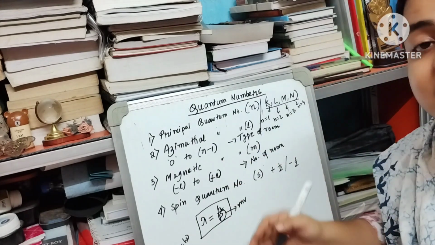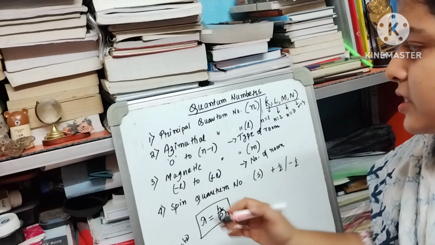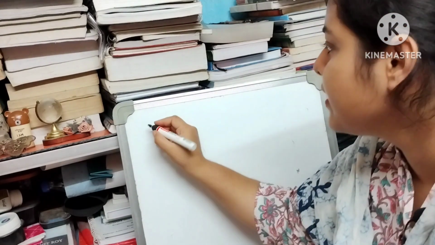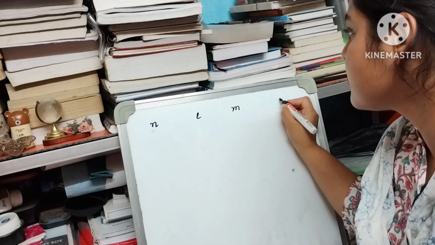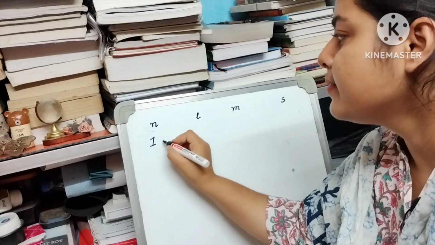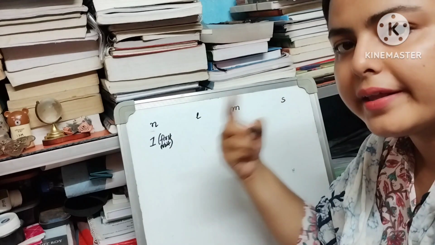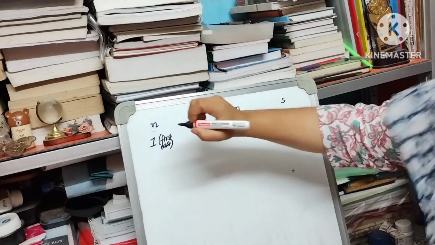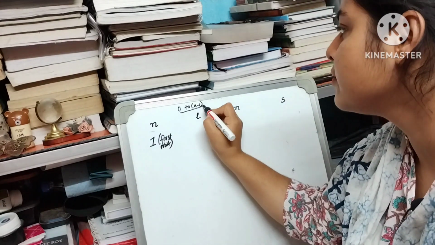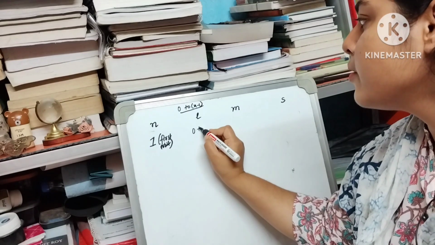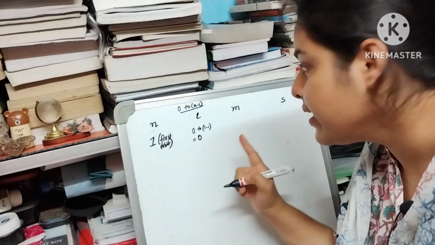And the spin quantum number, just remember that. If we make this chart, that is n, l, m, s, and do the calculations, for n equal to 1, it is the first orbit. The electron is rotating in the first orbit. The value of L is 0 to n minus 1, so 0 to 1 minus 1, that is 0 to 0. We are getting only 0.